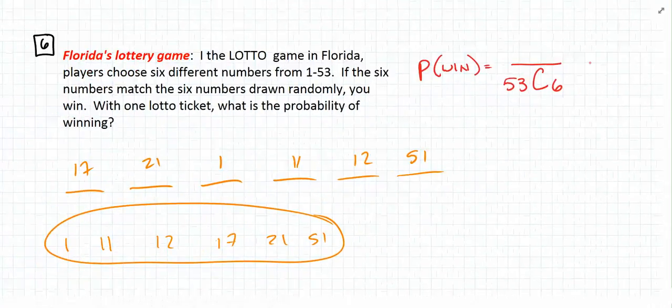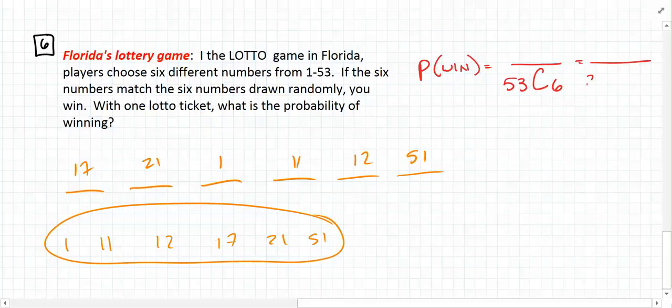22,957,480. Wow. 22,957,480. And how many ways could you pick that? One. There's only one ticket that wins, right? Those numbers. So your probability of winning the Florida lottery is that number. Now actually do that in the calculator. What does it give you?